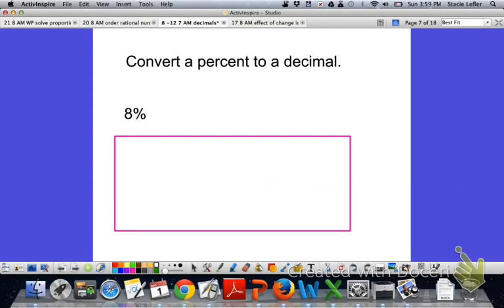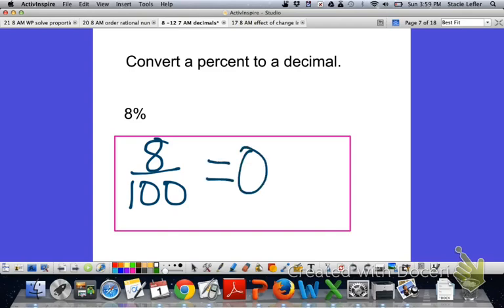So here's one similar, but it only has one digit. This is 8%. So we know we're going to write it over 100. And now we read that out loud, it's 8 hundredths. So be careful where you place the 8. It's going to have to be in the hundredths place value. There's your decimal, 8 hundredths.